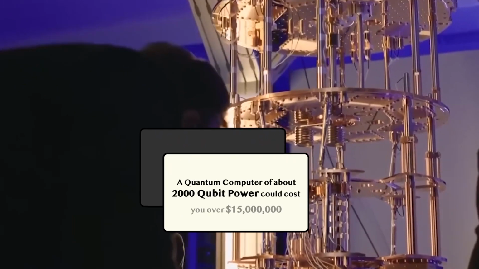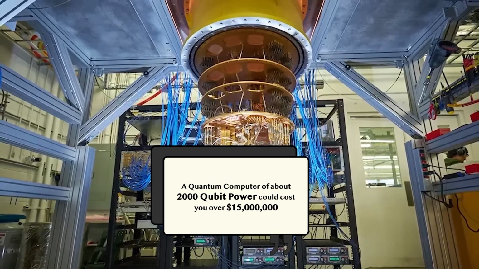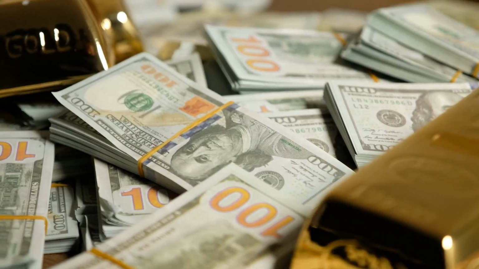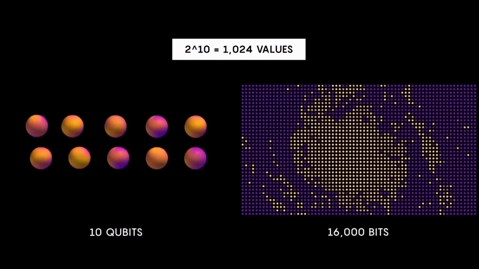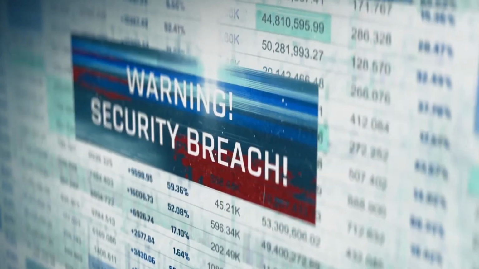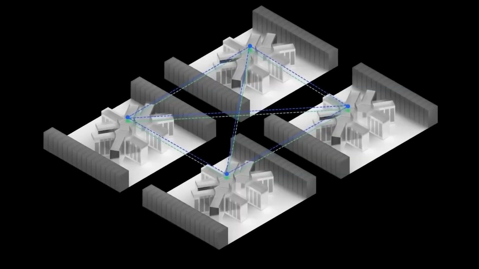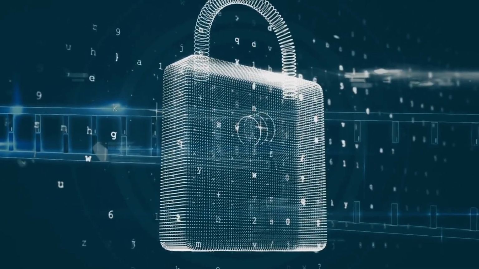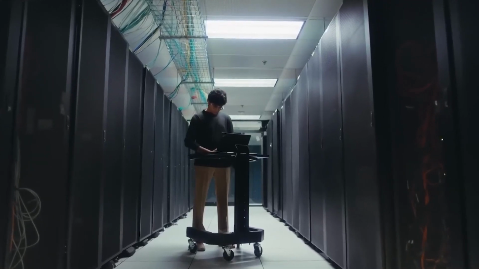A quantum computer of about 2,000 qubit power could cost you over $15 million. You'll have to pay $10,000 for every extra qubit. And let's just say that the more advanced quantum computers become, the bigger threat they pose to our current security systems. Quantum computers could become so advanced that they can get into any profile or bank account with little to no effort, and with our current security, we won't be able to stop them.